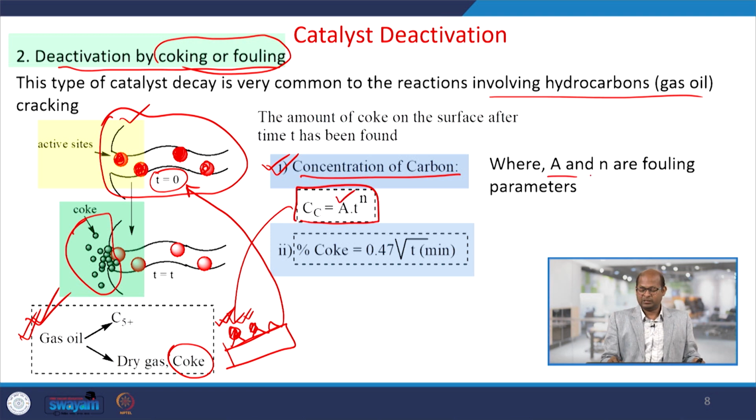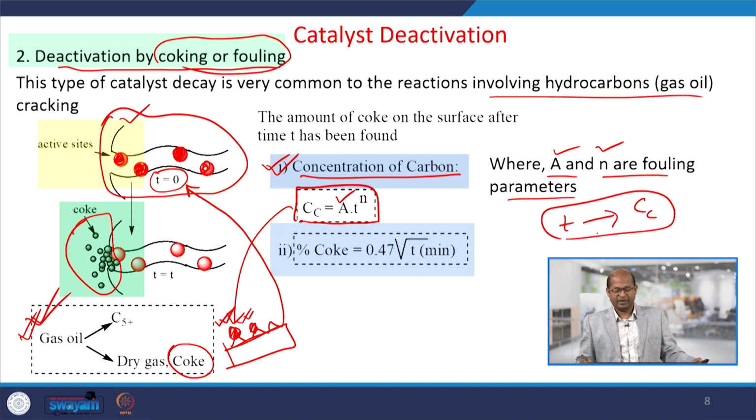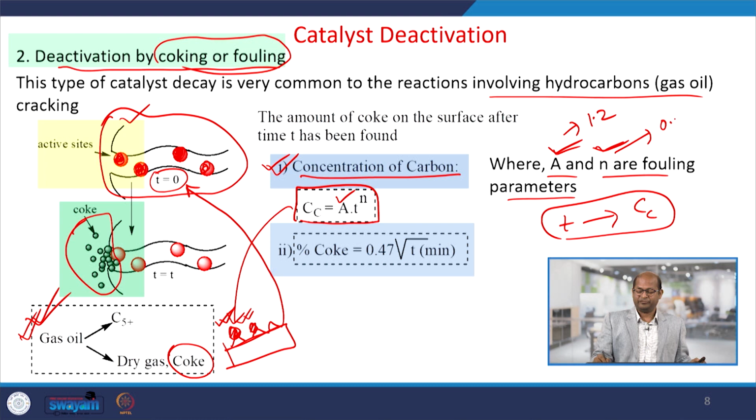Here A and N are the fouling parameters. So, by trial and error we have to find those for a particular system. Once we know the A and N values for this particular system, with time we can easily find the concentration of the coke. Okay. If A and N are known for a specified system, let us say A equals 1.2 and N equals 0.5, then Cc equals A t to the power N, that is, 1.2 t to the power 0.5. That way we can write these equations.